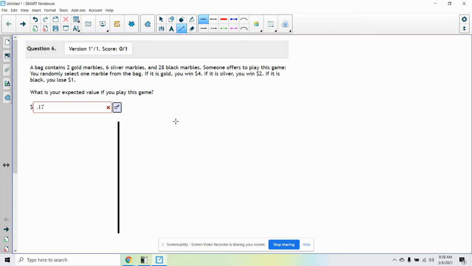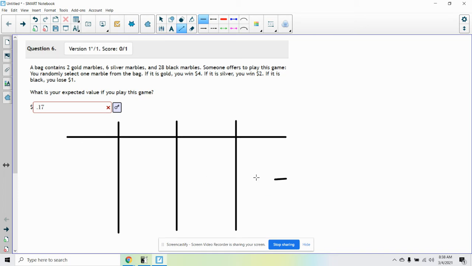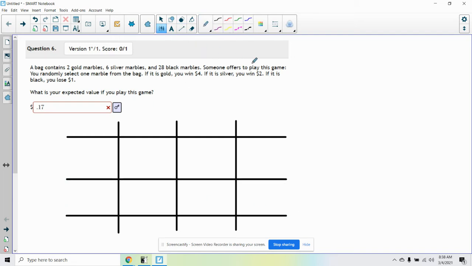So I have 3 vertical lines. And then depending on how many outcomes I have, I'm going to have that many horizontal lines. So I'll have 3 horizontal lines here as well. So along the top, I'm going to label it like this. This is going to be outcome, payout, probability, and the last column is going to be multiply. So our outcomes here, I can get a gold marble, a silver marble, or a black marble.